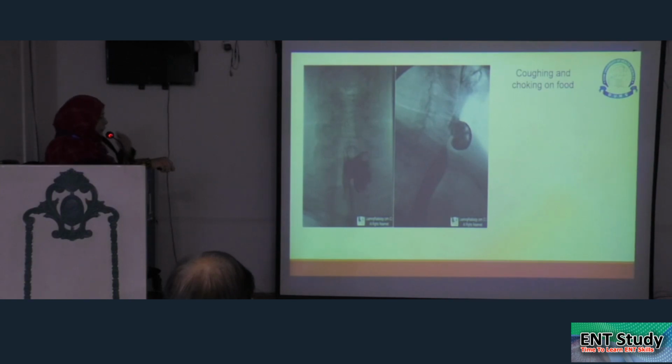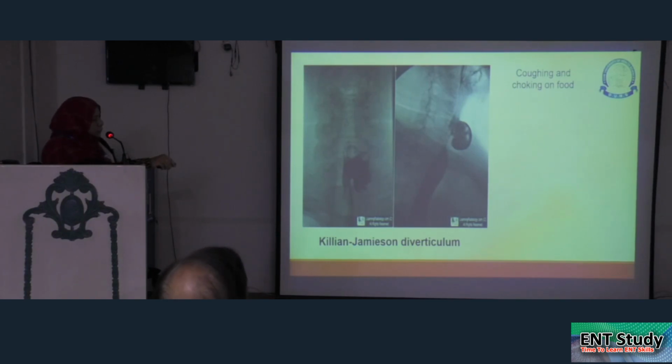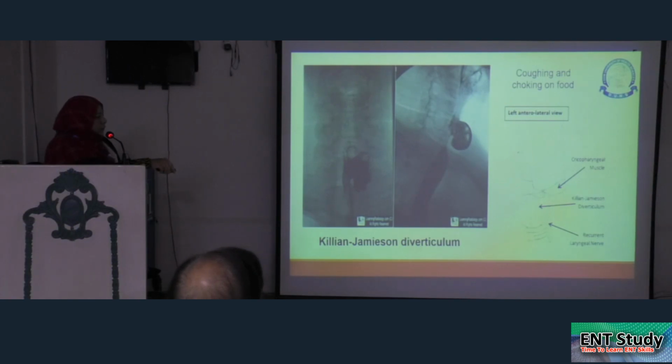These are the spot films from the barium swallow of a patient with coughing and choking on food. They show there is a contrast outpouching along the anterolateral aspect of the esophagus, not the posterior as seen in the Zenker diverticulum. So these are the Killian-Jamieson diverticulum. These are also pulsion pseudodiverticula that arise from the lateral wall of the cervical esophagus below the cricopharyngeal muscle.